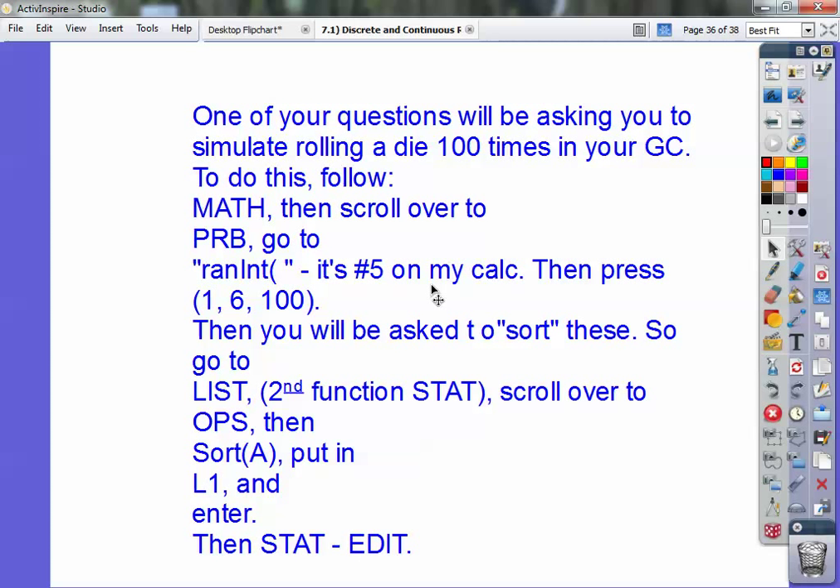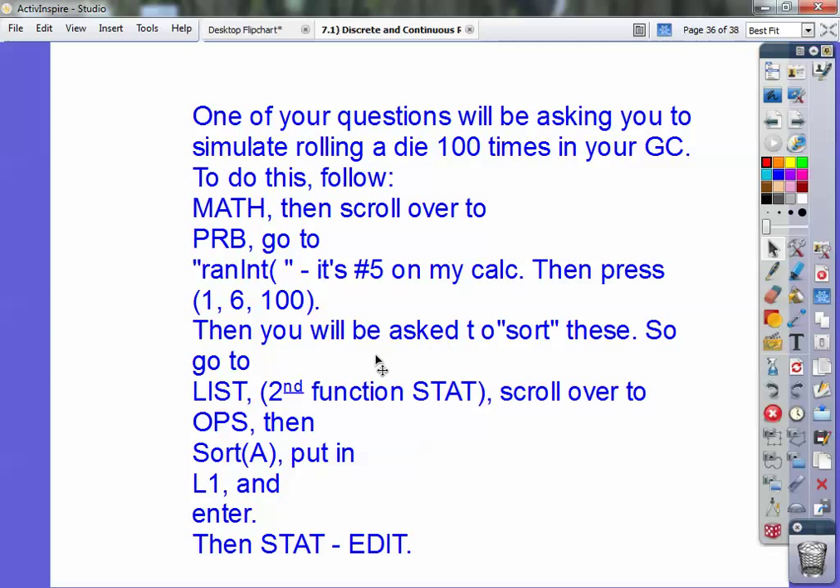Okay, then you're going to press in 1 because you're going to roll it once. Actually, you're going to roll it 100 times, you guys. And this number 6 right here is because the die has 6 sides to it. Okay, then you're going to be asked to sort these next.